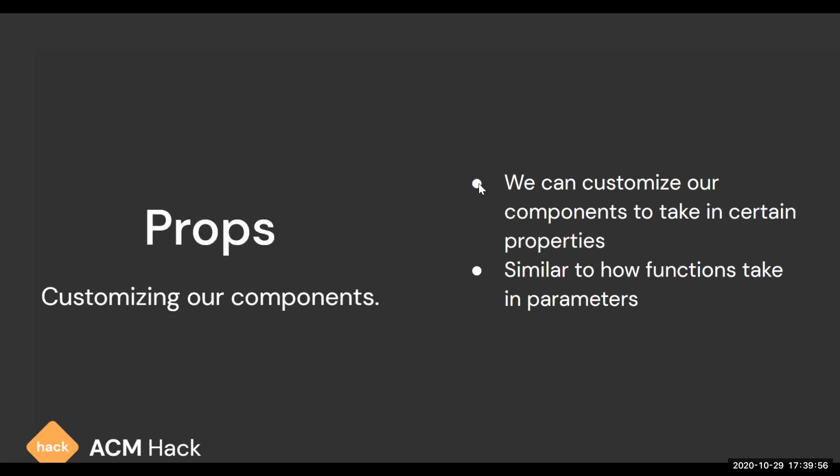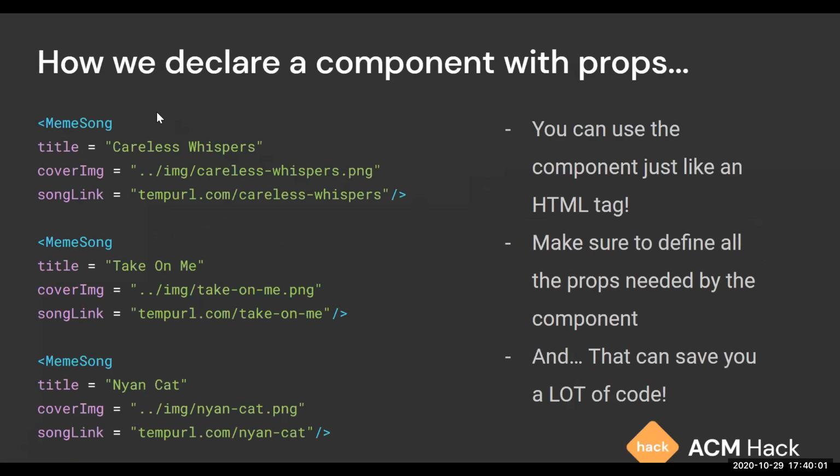Props is what we can use to customize our components to take in certain properties. For example, over here you can see 3 meme song objects, but they all have different titles, cover images, and song links, which are the props that we can define. So even though they are all meme song objects, they can have different titles, different cover images, and different song links, which is what props can do. This can save us a lot of code and make our components very distinct from each other.